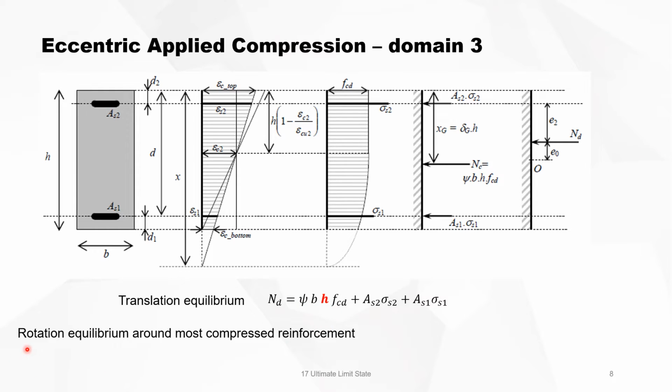Rotation equilibrium around the most compressed reinforcement. So rotation equilibrium around this point here, or around this point here. Then you see that ND times E2 must be equal to the concrete compressive force times its lever arm plus the reinforcement times its lever arm. Again, take care you use H and not X.